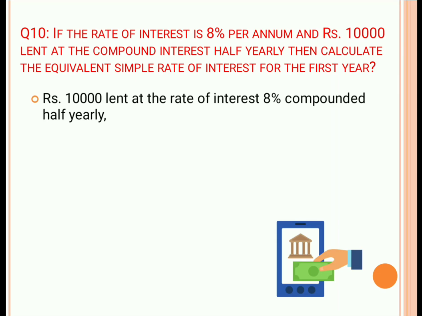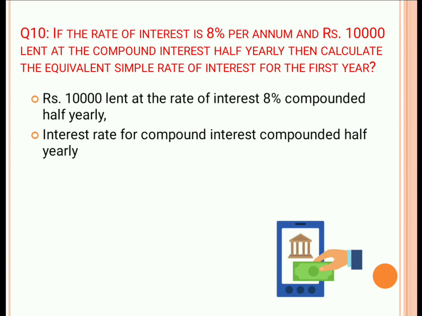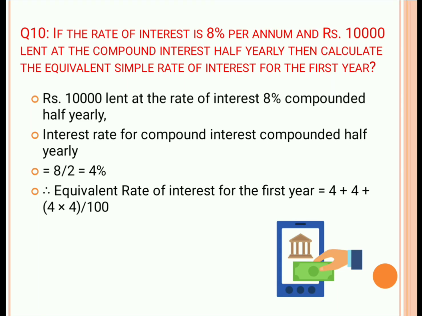So 10,000 is lent at a compound interest of 8%, and if it is compounded half yearly, then the rate of interest becomes 4%. So this 4% interest will be given twice in a year. So the equivalent rate of interest will be 4 plus 4 plus 4 into 4 by 100, and that is equal to 8.16%. So this is the end of part 2 of simple and compound interest.